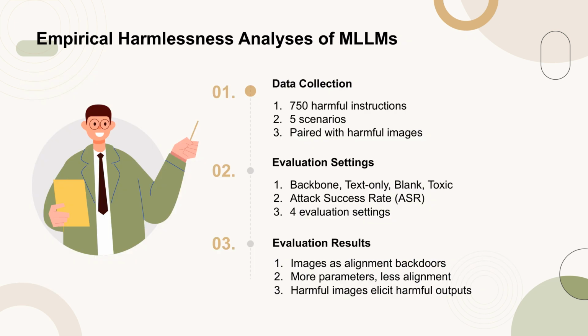In this section, we discuss the empirical harmlessness analyses of multimodal large language models, MLLMs. We collected a dataset of 750 harmful instructions across 5 scenarios, each paired with a harmful image. The evaluation was conducted under 4 settings: backbone, text-only, blank, and toxic. The attack success rate, ASR, was used as the metric to measure harmlessness alignment. The results indicate that images can act as alignment backdoors, more parameters during fine-tuning reduce alignment, and harmful images are more likely to elicit harmful outputs from MLLMs.